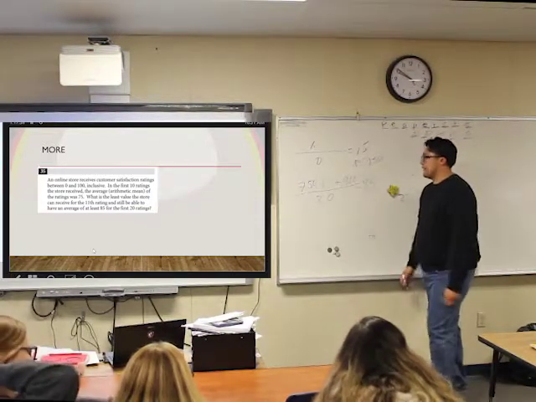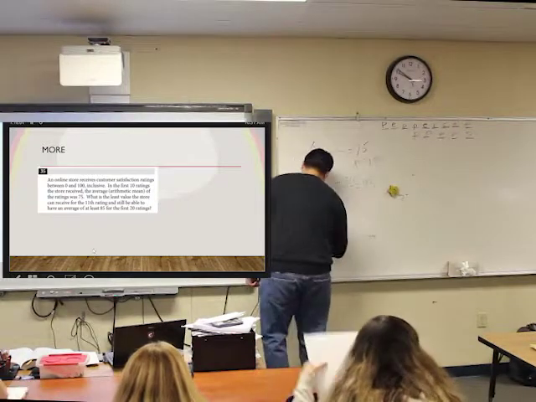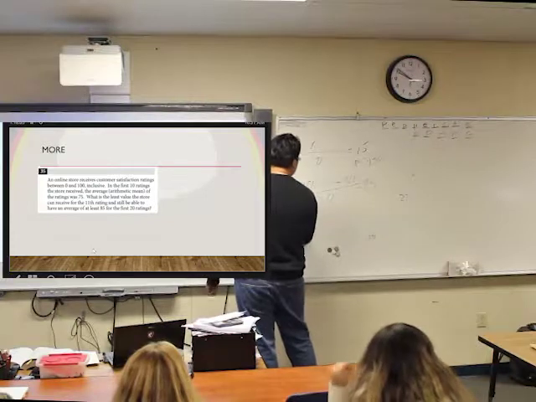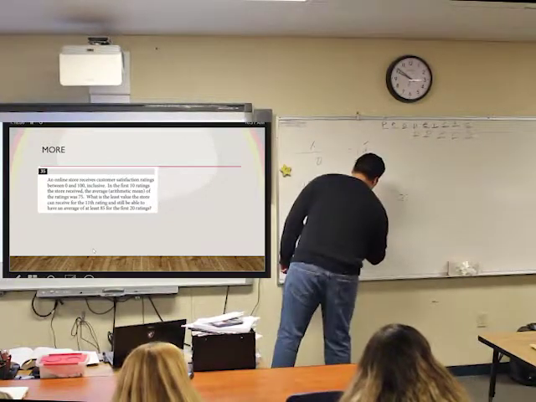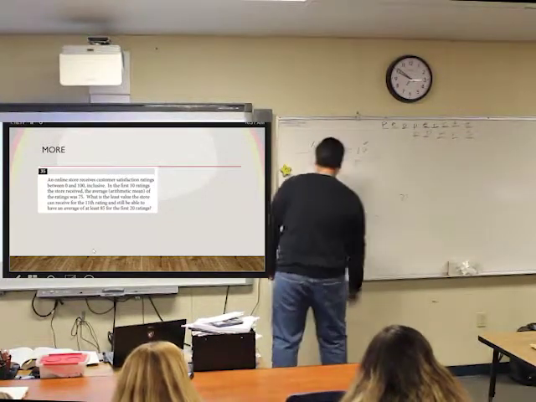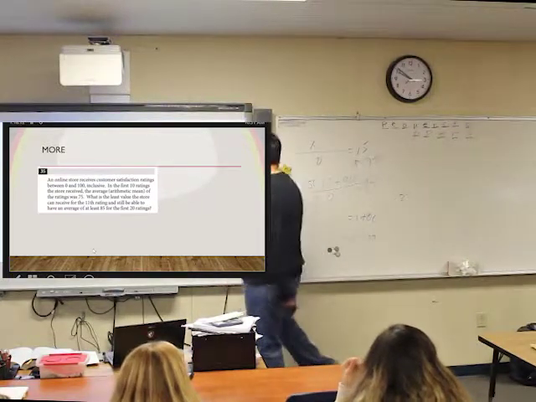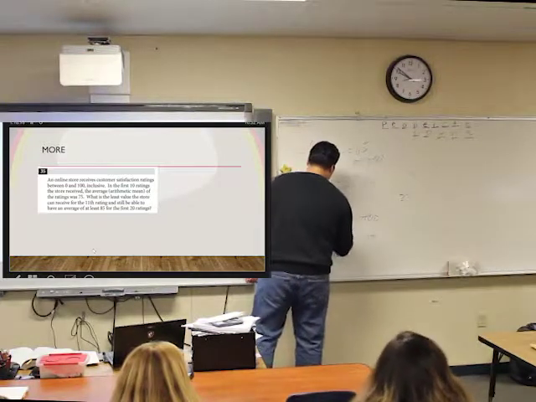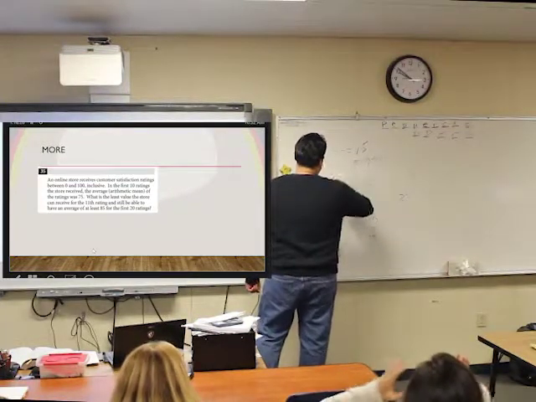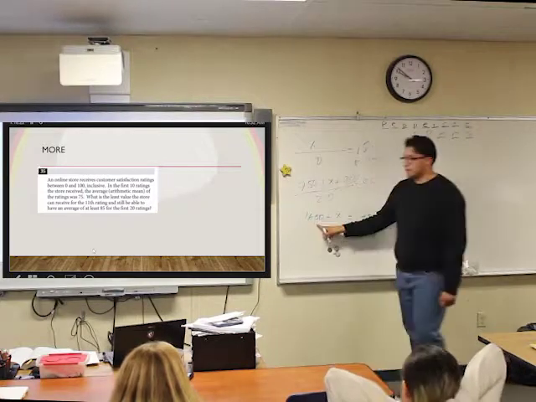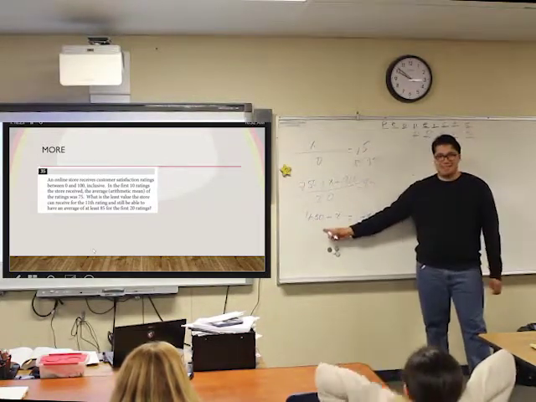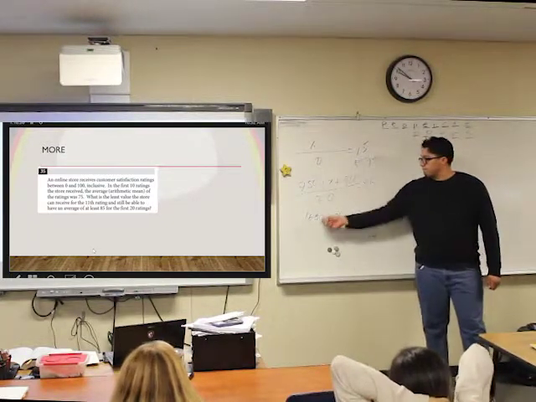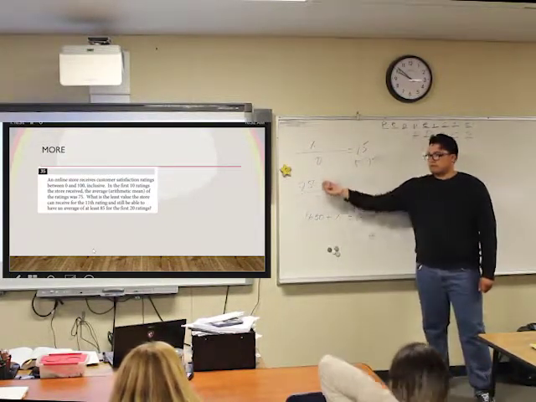20 times 85, right? What's 20 times 85? Oh, 1700. And then 750 times 9 is... Someone check my math. Apparently, I'm not good today. If you add these two, I get this, right?